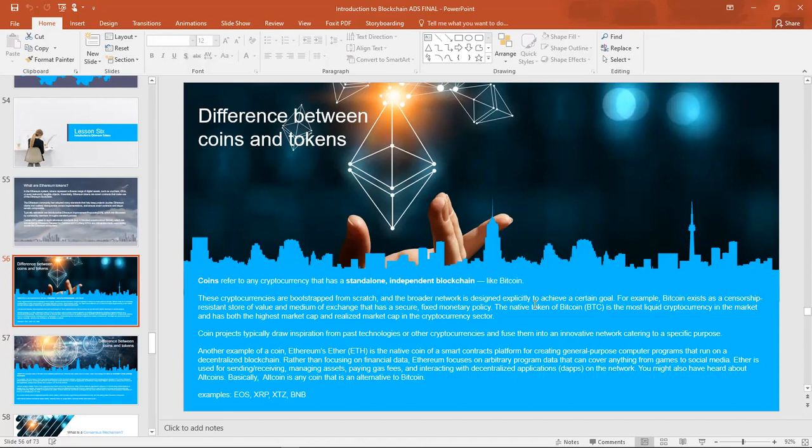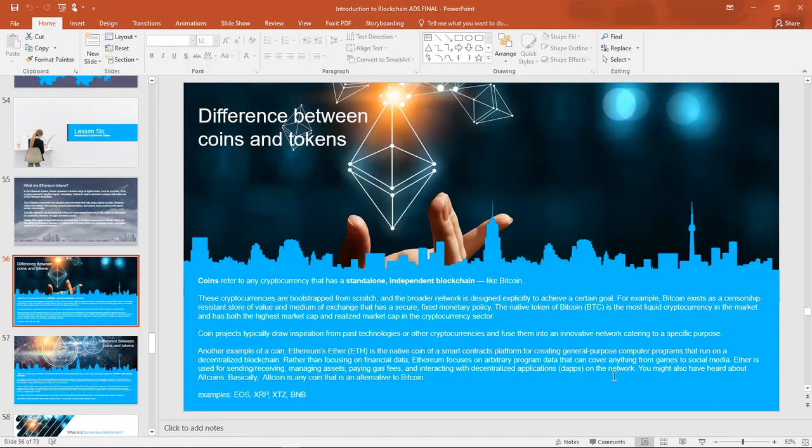So we have another example of a coin, and that is Ethereum. Ethereum's Ether is the native coin of a smart contracts platform for creating general-purpose computer programs that run on a decentralized blockchain. Rather than focusing on financial data, Ethereum focuses on arbitrary program data that can cover anything from games to social media. Ether is used for sending and receiving, managing assets, paying gas fees, and interacting with decentralized applications, that is dApps, on the network.